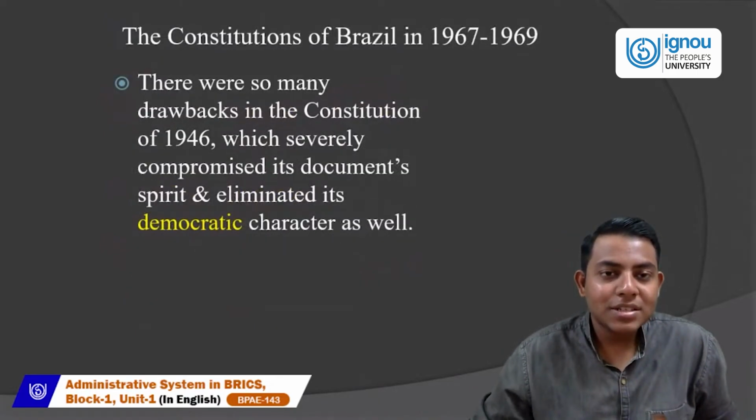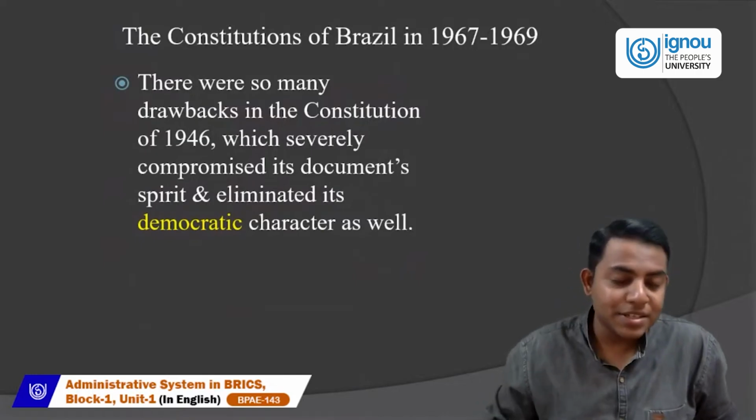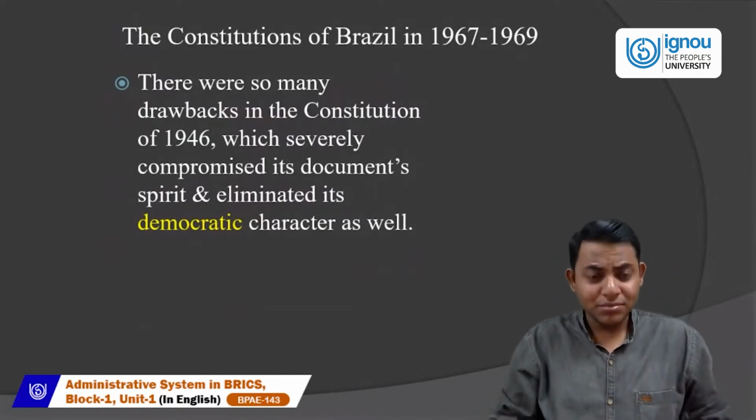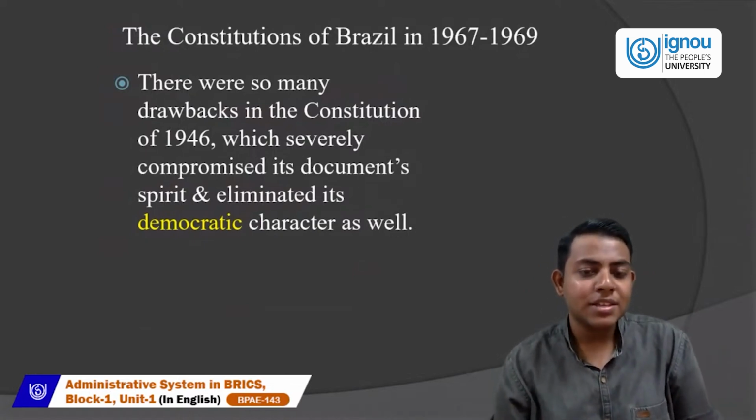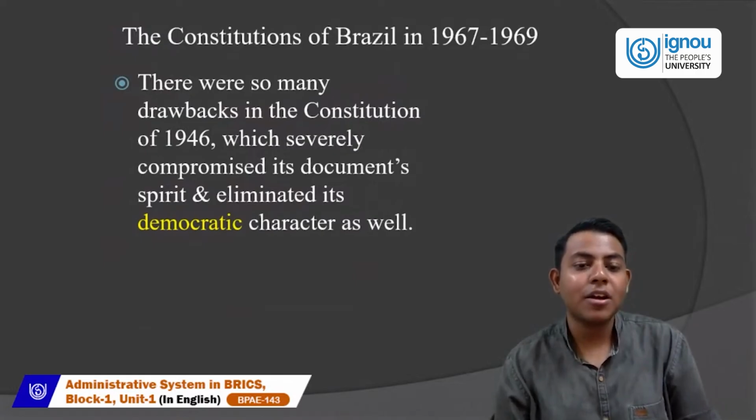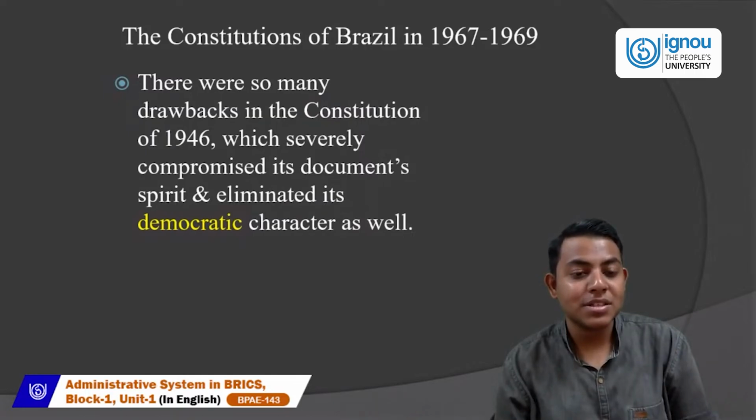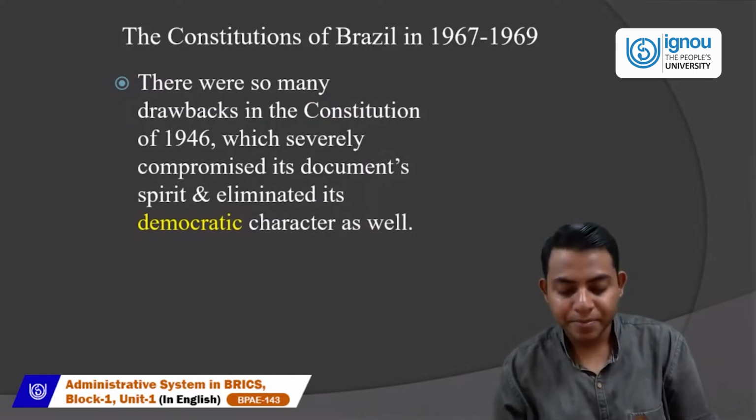So let us discuss the constitutions of Brazil from 1967 to 1969. There were many drawbacks in the constitution of 1946, and these drawbacks severely compromised this document's spirit, and also eliminated the constitution of Brazil's democratic character as well.